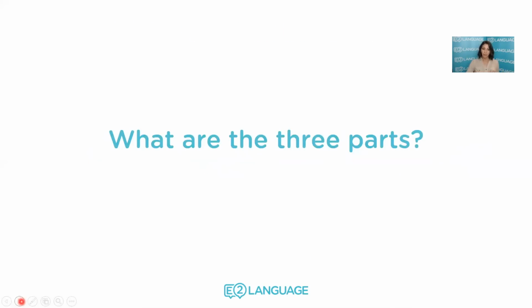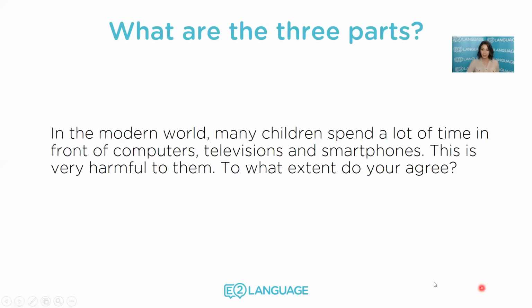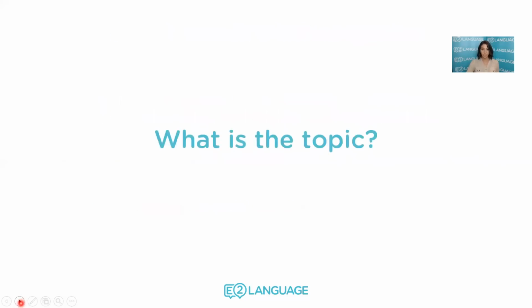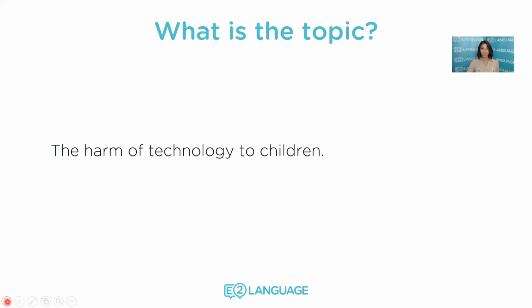What are the 3 parts of the essay question? So unpacking it, what's the main idea? The main idea is this: in the modern world, children are spending more time in front of technology. The second part is the specific idea that it's harmful. This is the opinion that you need to agree with. Is it harmful? Yes or no? What's the topic? The topic is the harm of technology to children.